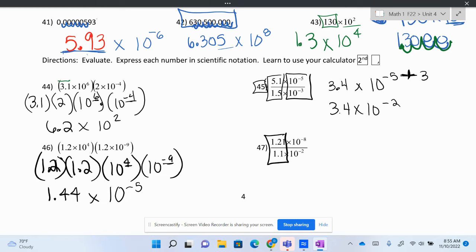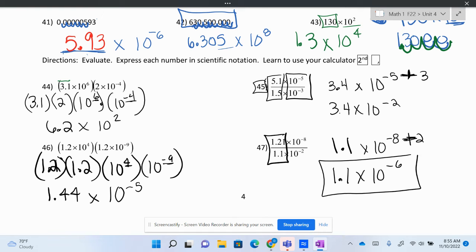Someone share. What is 1.21 divided by 1.1? Yeah, it's 1.1 because that's 11 times 11, right? What is 10 to the negative 8 minus a negative 2? Yeah, because this becomes positive. So my answer is 1.1 times 10 to the negative 6. Okay.